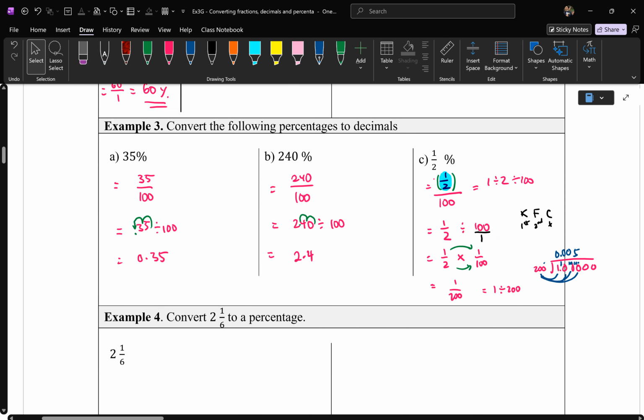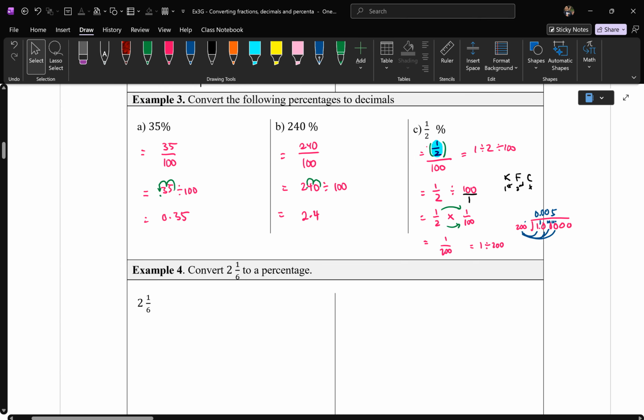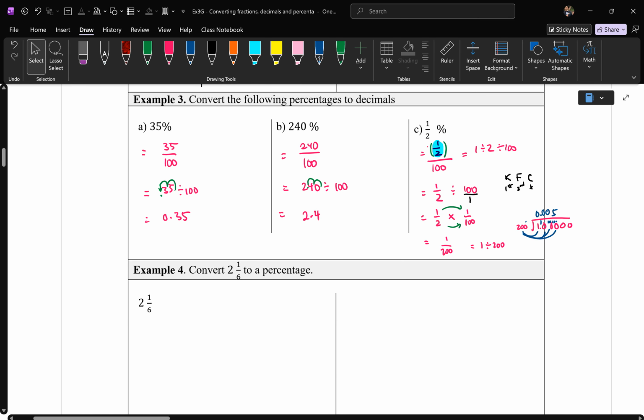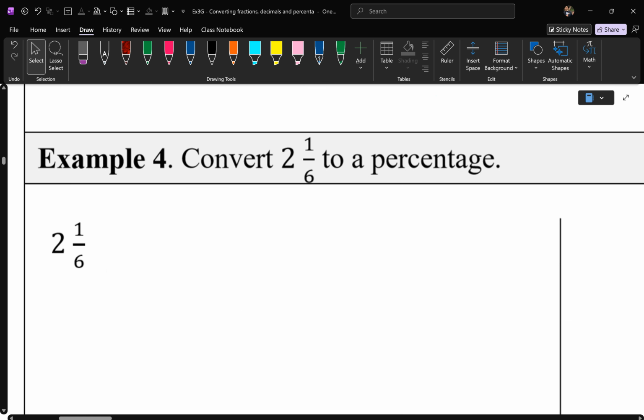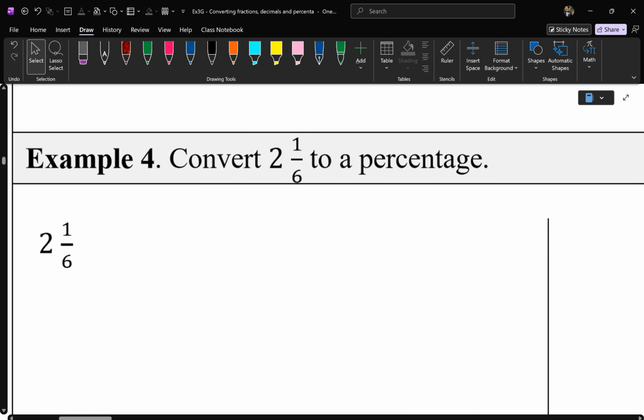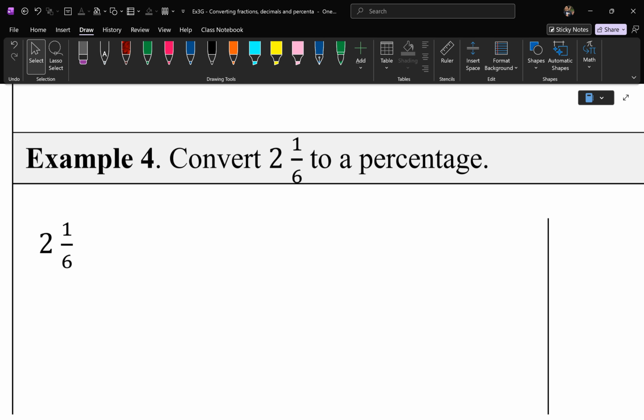All right, team. And lastly, for our last example today, hopefully the only thing you're taking away is percent just means every 100. This one looks complicated, but it isn't. It's just another sort of tedious process to do. Convert 2 and 1/6 to a percentage. You can convert it into improper fraction first, or you can just convert the 1/6.